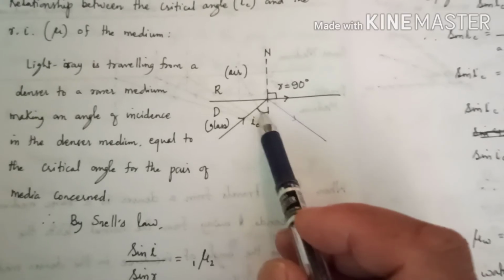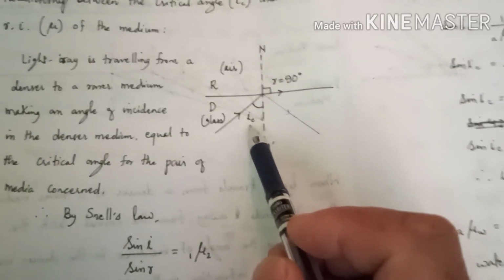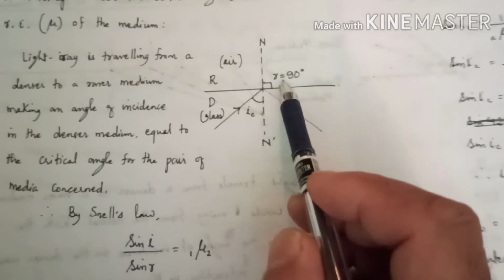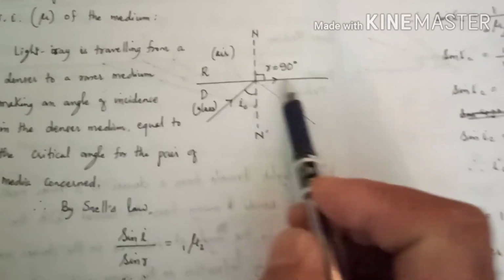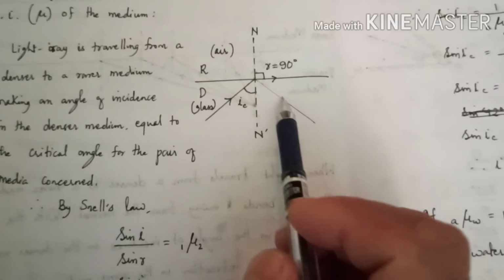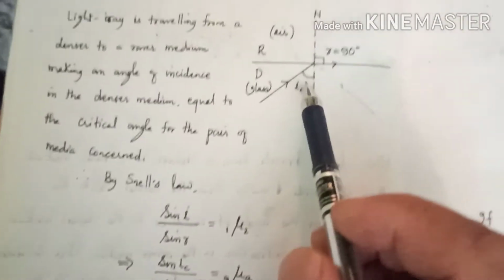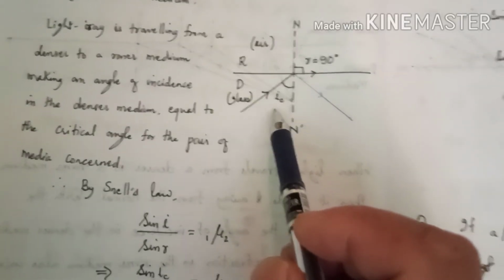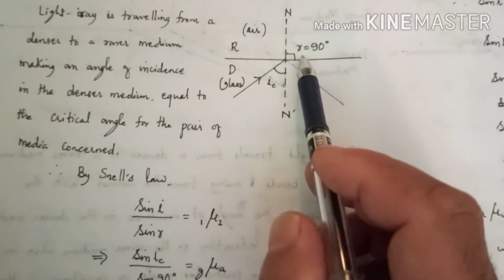But since the angle of incidence here is equal to the critical angle, the angle of refraction becomes 90 degrees. So the refracted light goes like this. It grazes the surface separating the two different media. And there is some partial amount of reflection also. Now, in this case, if we apply Snell's law, this is the normal, this is the angle of incidence, this is the angle of refraction.